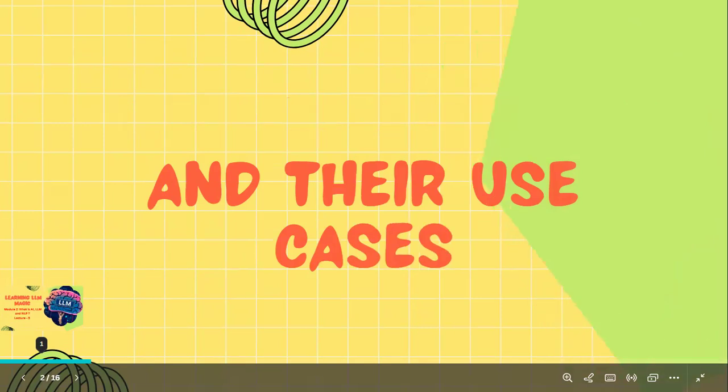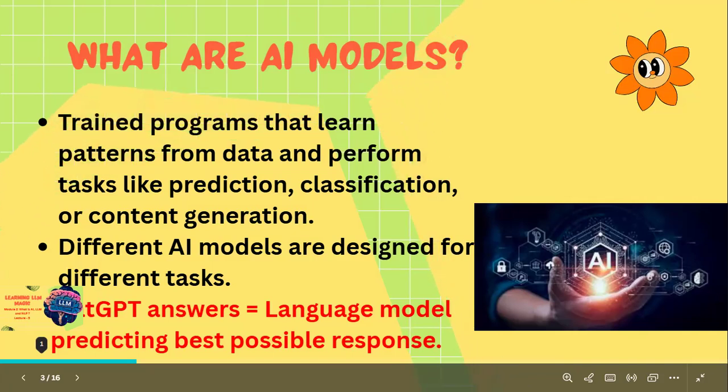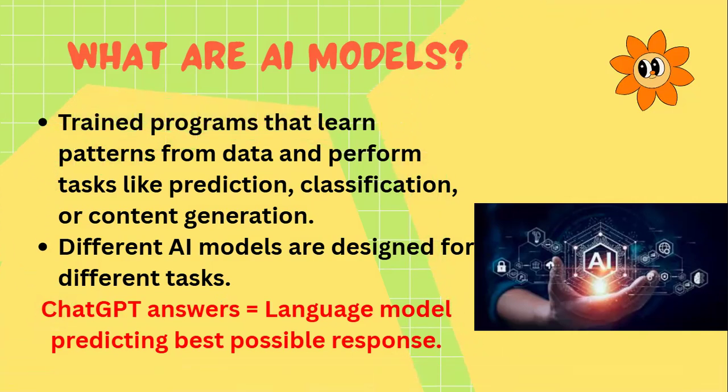So first of all, what are AI models? An AI model is a program that learns from data and then makes decisions, predictions, or generates responses. It's simply like your trained brain. It remembers patterns from past data and applies them to new situations. For example, when you ask ChatGPT a question, it is not reading the internet. It is using a trained model to predict the best possible answers based on what it has learned.